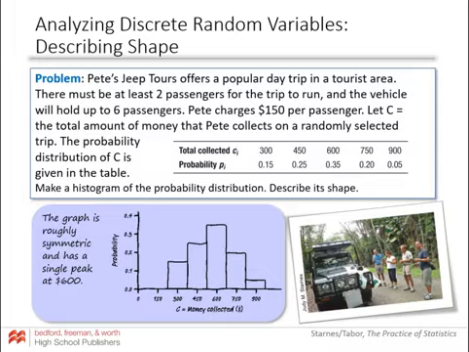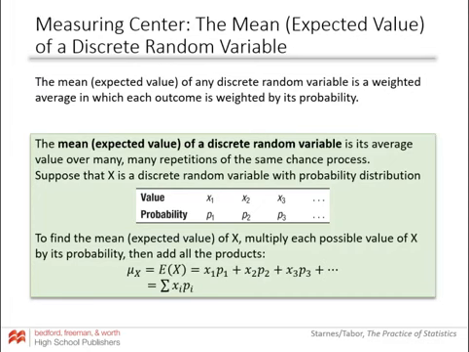All right, so things that we need to be able to do with discrete random variables. We need to be able to find the mean, or it's also referred to as the expected value. This is just a weighted average. Fancy little formula down here. Take each value and multiply it by its probability, add them all together. It's a weighted average.